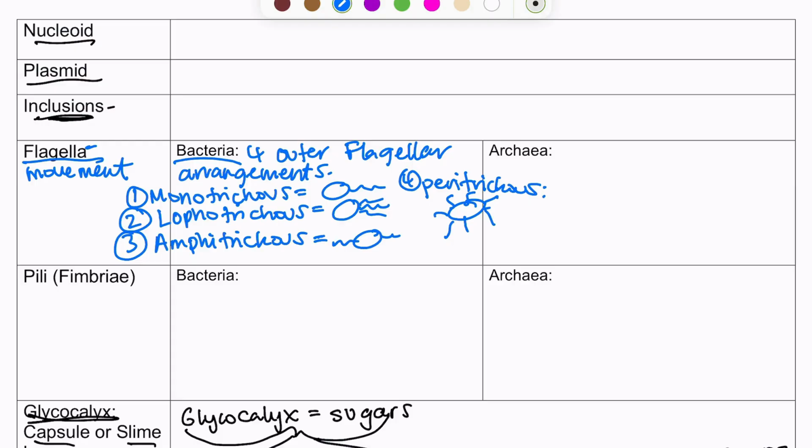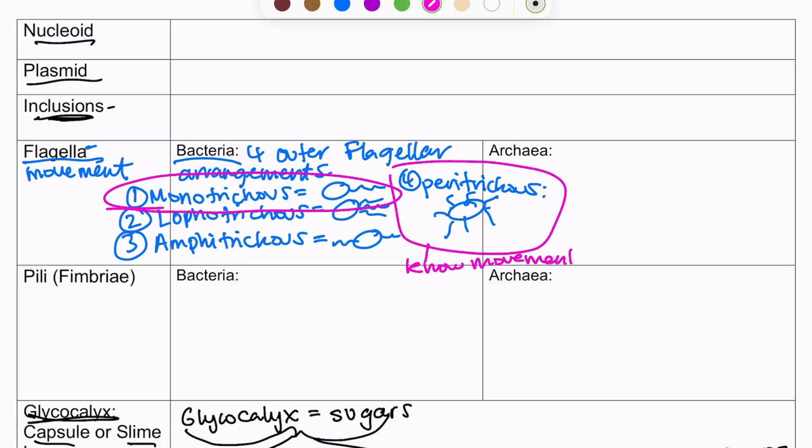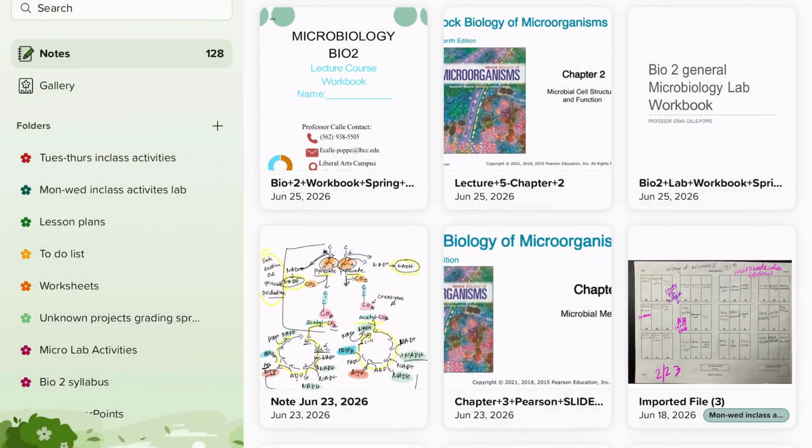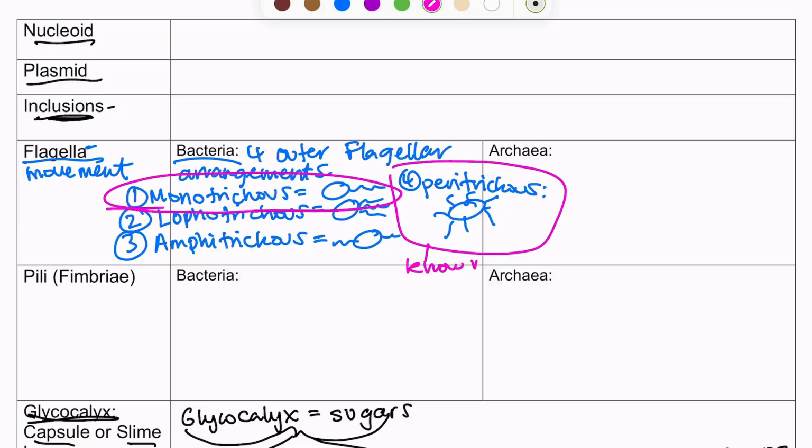Okay, so the movement can change depending on the type of arrangement. So the ones that I want you to know for movement are peritrichous and monotrichous. So I'm going to show you the slide that has these 2 movements. So make sure you know the movement.